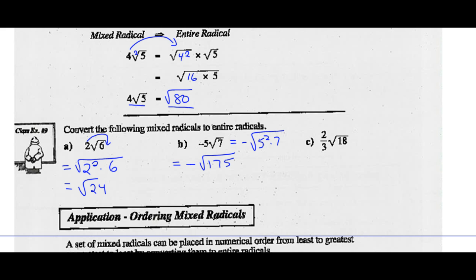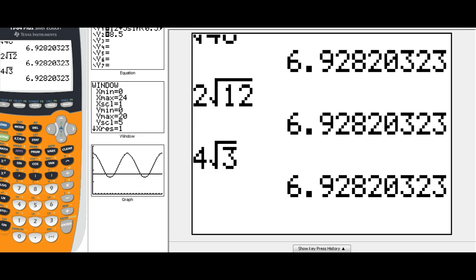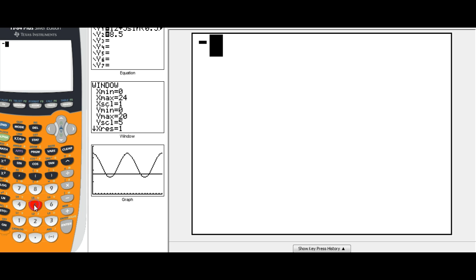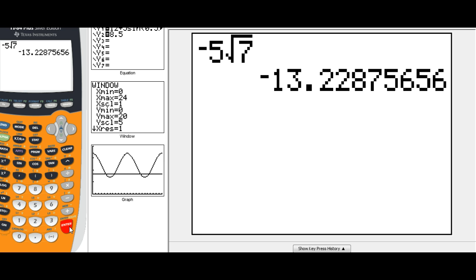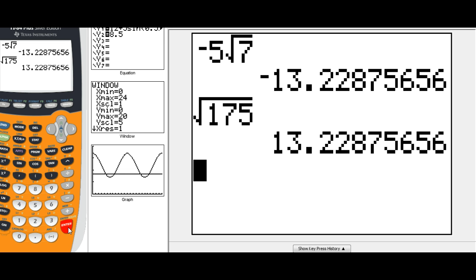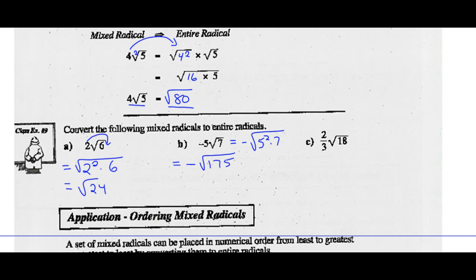Now, if you do it with your calculator, you should get the real answer. Let's try it. Negative 5 times the square root of 7 will give me a negative value. And if we try the square root of 175, we're going to get a positive value. So those have to be equal. In order to make these equal, this better have a negative sign in front of it. So it should be negative radical 175.